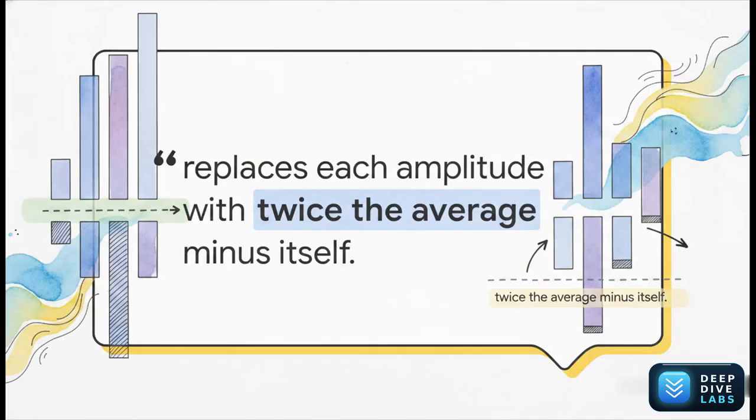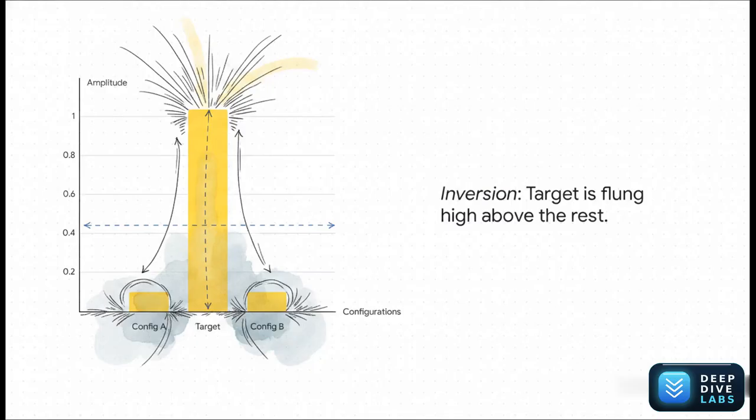So the crucial point is this specific mathematical operation. Replace each amplitude with twice the average minus itself. Mechanically, what this formula does is reflect every single bar across that new, slightly lowered average line. And notice the immensely satisfying physical payoff here. A normal positive bar that was sitting slightly above the new mean gets reflected to sit slightly below it, meaning all the ordinary bars actually shrink a touch.